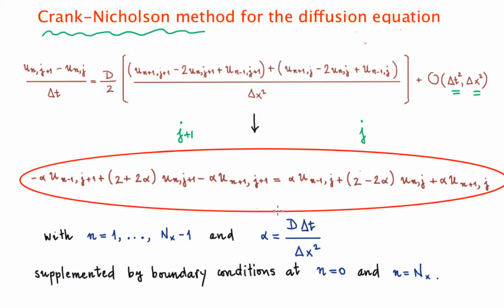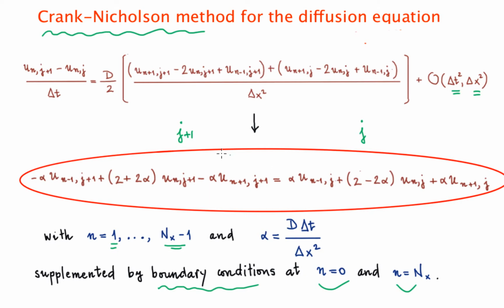The n here goes from 1 to nx minus 1, so this is the number of equations we have. Alpha has the same value as we defined before. Here, of course, there are more unknowns: we have nx plus 1 unknowns. So the two missing equations are supplemented, as happens in the other methods, by the boundary conditions. You have two boundary conditions, one here and another one.